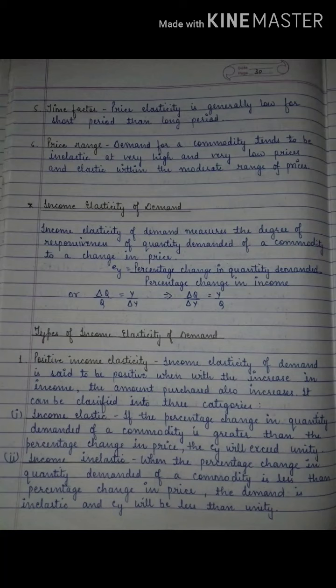Again I'll repeat, when the percentage change in quantity demanded of a commodity is greater than the percentage change in income, demand is income elastic. Now income inelastic: when the percentage change in quantity demanded of a commodity is less than the percentage change in income, the demand is inelastic. That means income elasticity is less than unit. So it is less than 1 over here. Here income is inelastic. Fine.